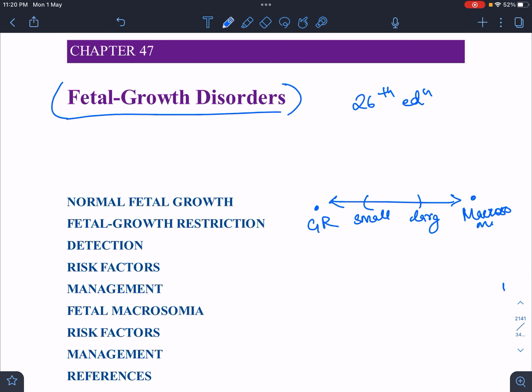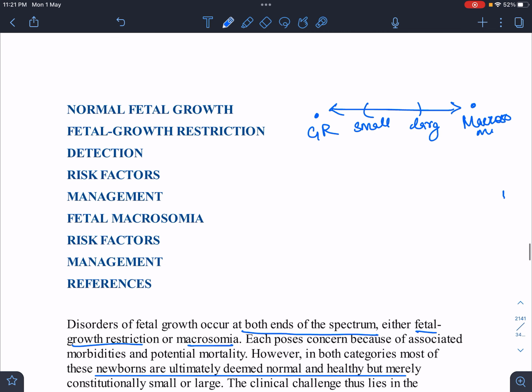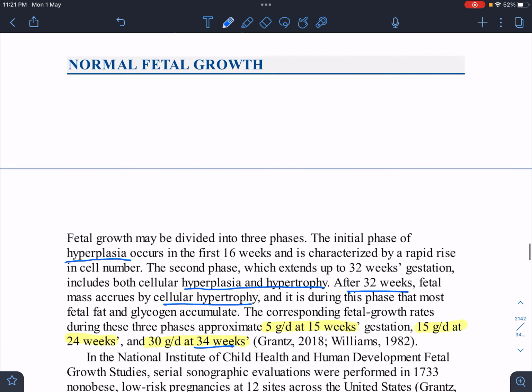Today we're going to be discussing fetal growth disorders from the book Williams Textbook of Obstetrics, the 26th edition. The topic we're going to read is a spectrum of normal fetal growth. On one end lies growth restriction, and on the other end there is macrosomia. Let's get into it.